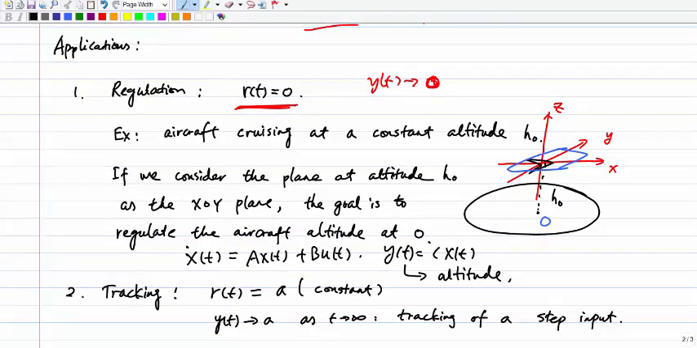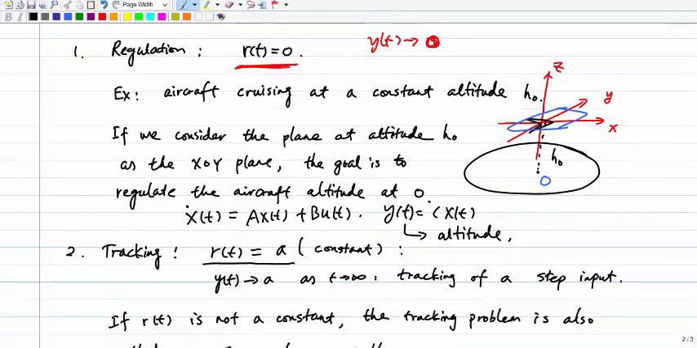For the tracking problem, we typically consider two cases. One is when r(t) is a constant. For example, you drive your car at a certain constant velocity. That's the goal. It's called a tracking problem. My goal is to make sure that my y(t) will go to this constant value a as t goes to infinity. This is also called tracking of a step input.